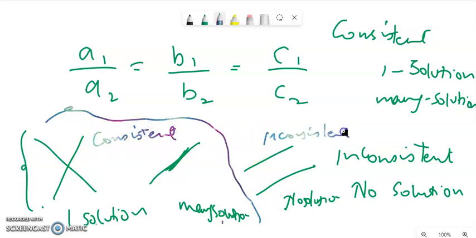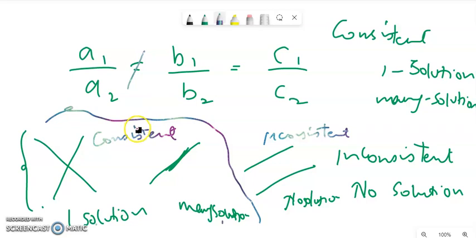Now let me give you a recap. So what are the ratios? When a1 by a2 is not equal to b1 by b2, then it is intersecting. That is, it has one solution. So remember that when a1 by a2 is not equal to b1 by b2, it is intersecting, one solution, and also consistent.